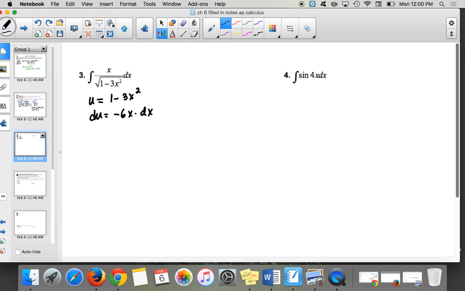All right, so we want to replace, so the square root part is being replaced by the square root of u, so that part's good. What's left is the x dx. So that's right here, x dx. I'm going to divide that negative 6 over, so I have negative 1/6 du equals the x dx that I need.